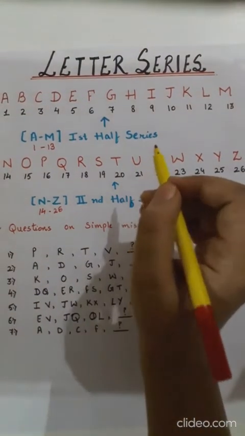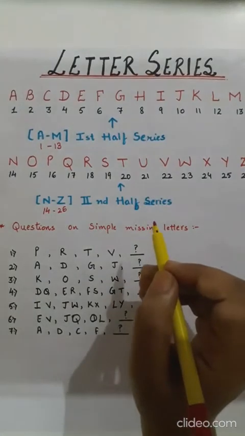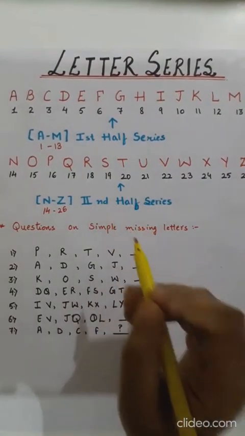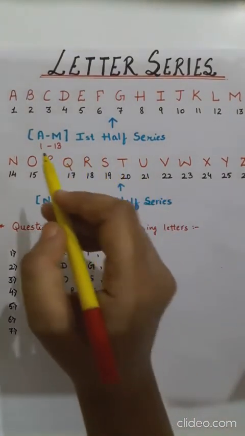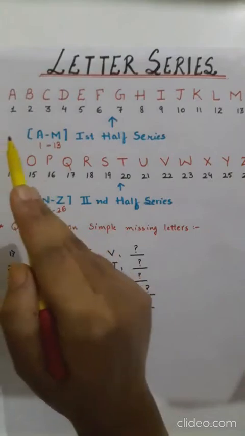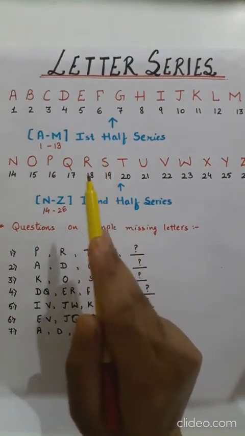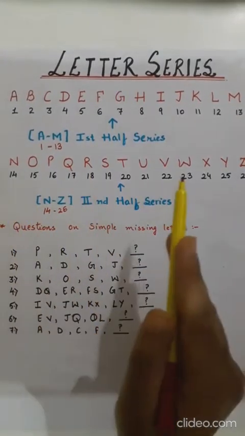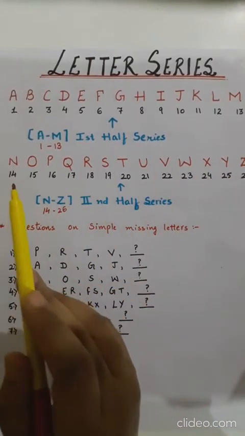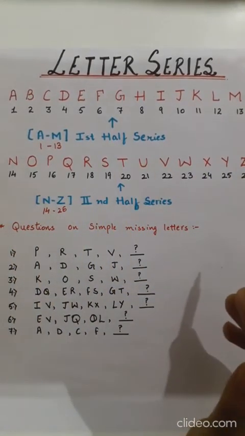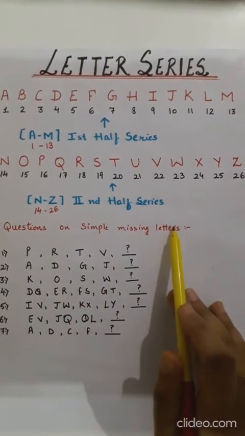As we know, there are 26 alphabets in our letter series, and we can also divide them into equal parts: the first half series and the second half series. In the first half series there are 13 numbers, and in the second half series another 13. The first half is A to M, that is 1 to 13, so A comes on 1 and M comes on 13. The next half is N to Z, that means N comes on 14 and Z comes on 26. So we learn 4 place values: A 1, M 13, N 14, Z 26.